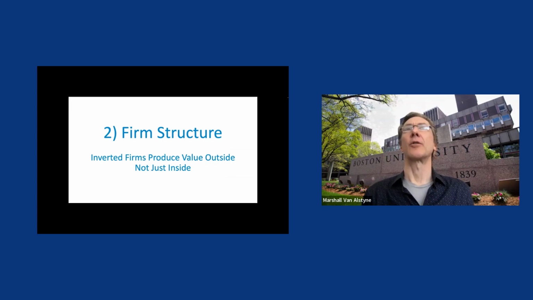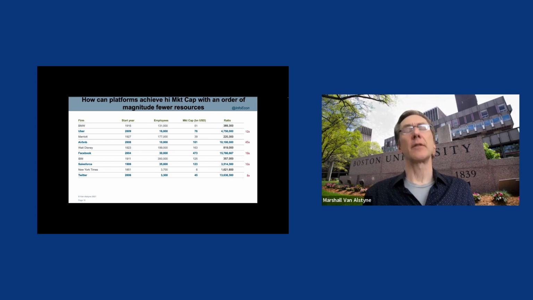For those of you in finance, there are some really bizarre properties of platforms relative to other firms. I've tried to find firms that are relatively similar in industry. So Uber and BMW, Marriott and Airbnb, or Walt Disney and Facebook. If you take a look at the year of founding, the platforms are much later, with a much more rapid rise, but their market capitalizations are as large or larger with an order of magnitude fewer employees. In fact, if you look at the far right, the ratio of market cap per employee is 8 to 45 times higher for a platform style firm relative to a standard style firm.